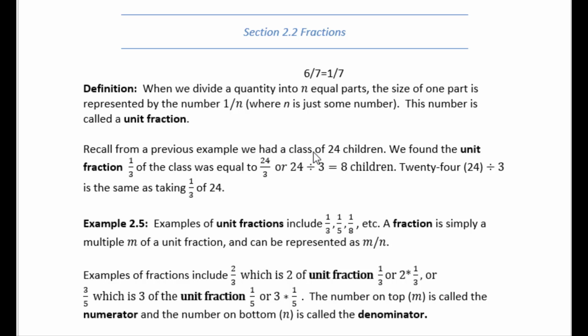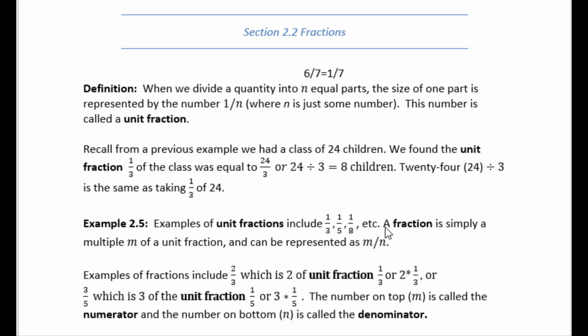Recall from the previous example, we had a class of 24 children. We found the unit fraction, 1/3 of the class, was equal to 24 divided by 3, or you can write it that way, or 8 children. 24 divided by 3 is the same thing as taking 1/3 of 24, and "of" means multiply. All right, so division and multiplication are closely related. Examples of unit fractions include 1/3, 1/5, 1/8.